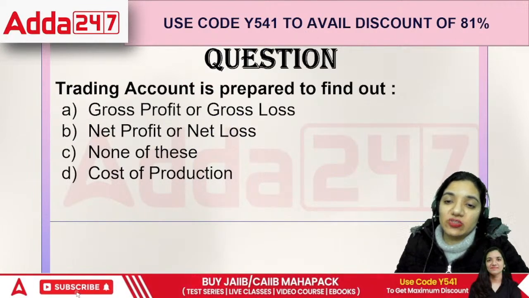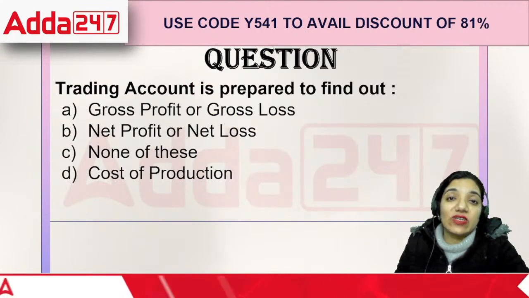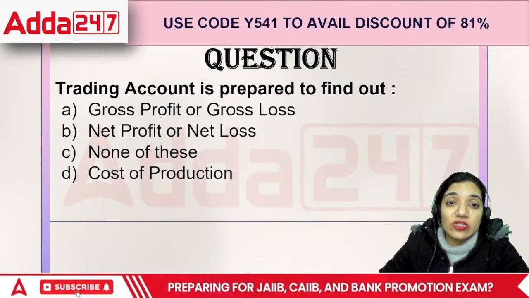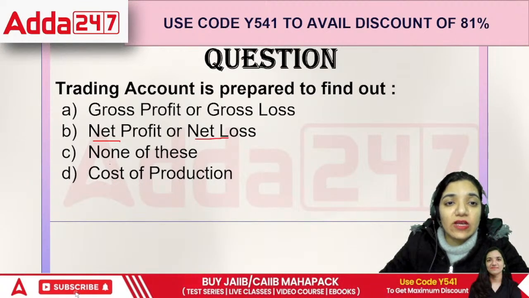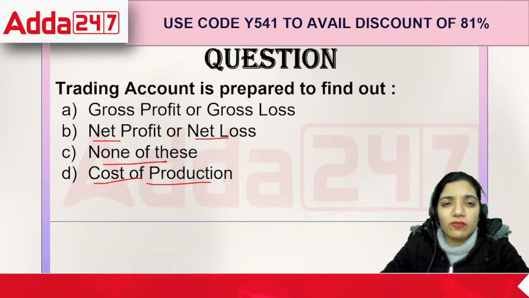Okay, so here comes the first question, everyone. The first question says the trading account is prepared to find out the GP or GL, net profit or net loss, or none of the above, or cost of production.